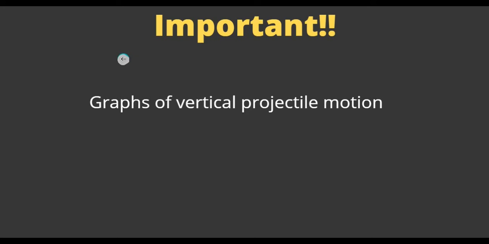Because I didn't extensively talk about graphs of vertical projectile motion, which is something that you need to know. You need to know how to draw, if you're given a certain situation, the position time graph. So on your y-axis you have position, and on your x-axis you have your time. Also the velocity time graph, where on your y-axis you have your velocity, on your x-axis you have your time, as well as the acceleration time graph. Those three types of graphs you need to be able to draw for various situations in vertical projectile motion, because they also carry a bit of marks.